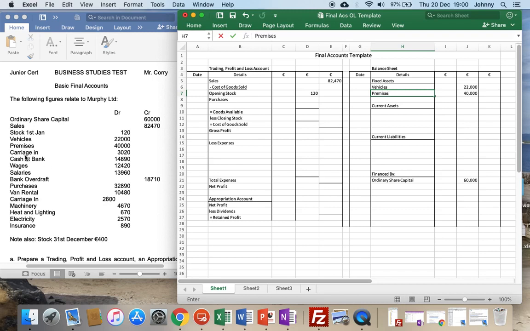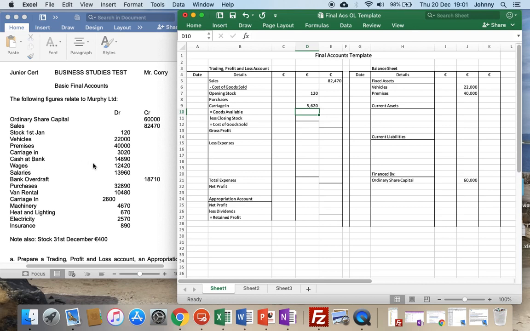Then we've got carriage in. And I notice that carriage in is down here as well. So that's obviously a printing mistake, silly me. But carriage in, so that's paying money to transport goods to me. So that's a cost of doing business. So that's added to the cost of goods sold. So the cost of getting the goods that I later go and sell. So I'll put that in here. And because we've got two numbers, I'm going to add the two of them together. So 3020 and the other one was 2600.